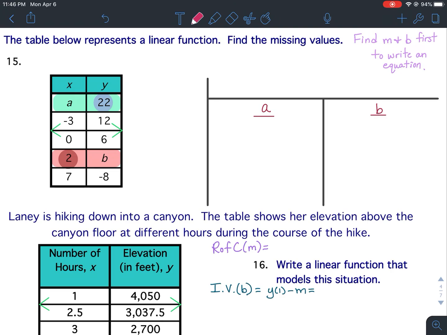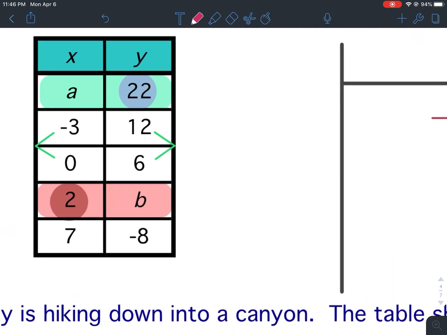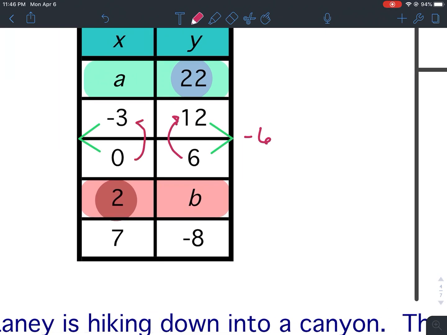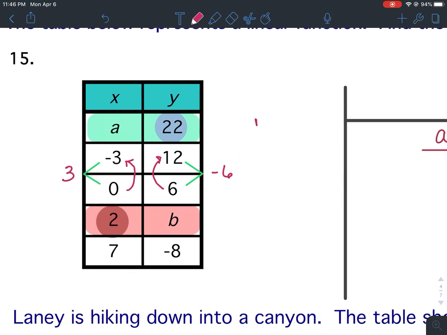In order to find the equation, I'm going to start by finding the slope and then the y-intercept. So I picked the negative 3, 12 and the 0, 6 to find the slope. So 6 minus 12 would be negative 6. 0 minus negative 3, minus a negative would become positive, so 0 plus 3 is 3. So my slope is negative 6 over 3, which would simplify to negative 2.